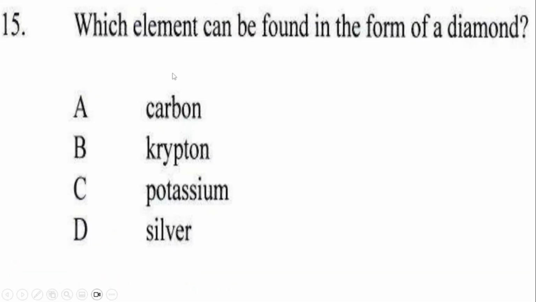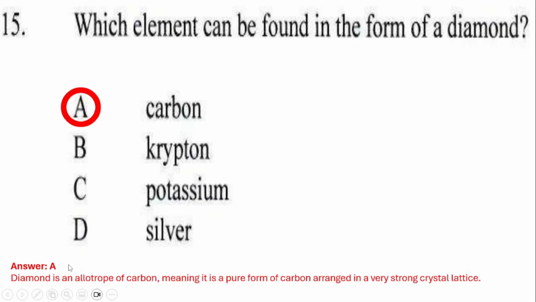Let's move on to question number 15, and it says, which element can be found in the form of a diamond? Is it carbon, krypton, potassium, or silver? The correct answer is definitely going to be carbon, because diamond is an allotrope of carbon, meaning it is a pure form of carbon arranged in a very strong crystal lattice. So the correct answer is definitely going to be carbon.